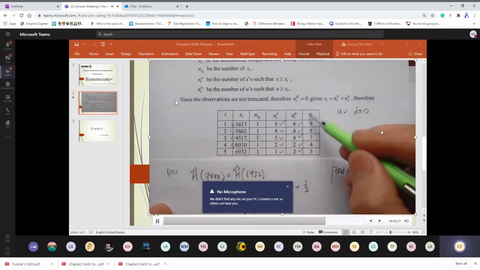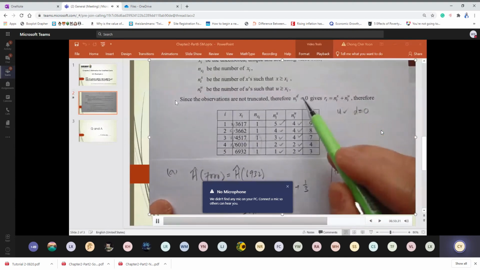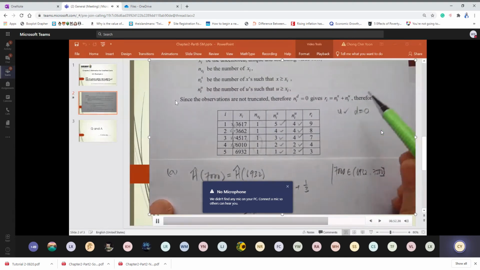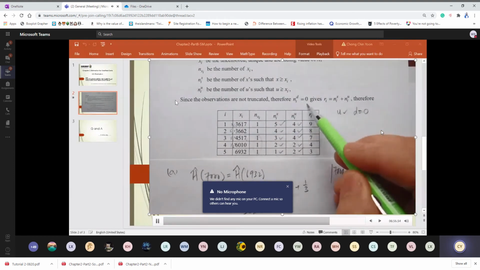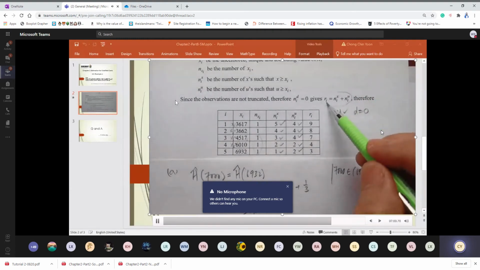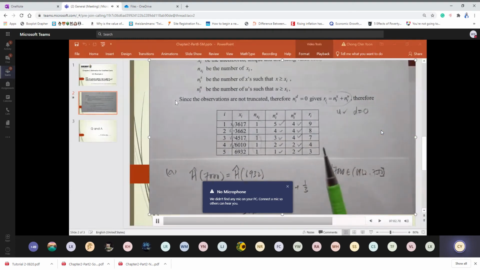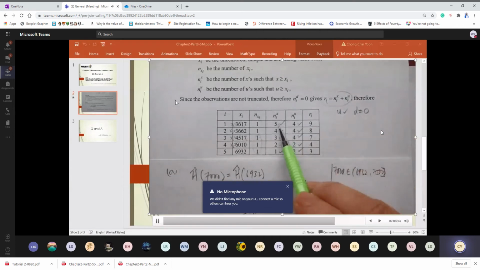So how to find this risk set value? That is by this formula, because we do not have any truncation value. So therefore, this conditional frequency becomes 0. So this becomes the risk set value. In other words, we just sum up these 2 columns. That becomes the risk set value. Like 5 plus 4 is 9. 2 plus 2 is 4, and so on.